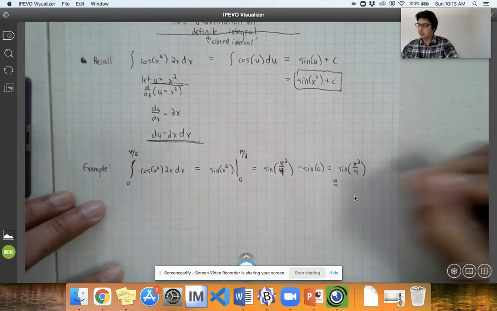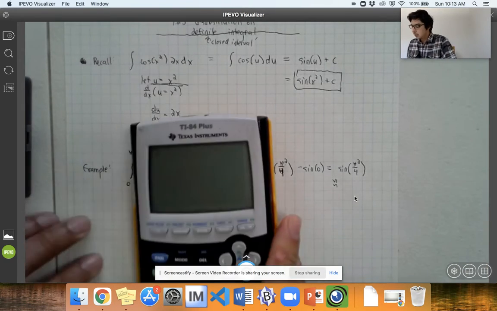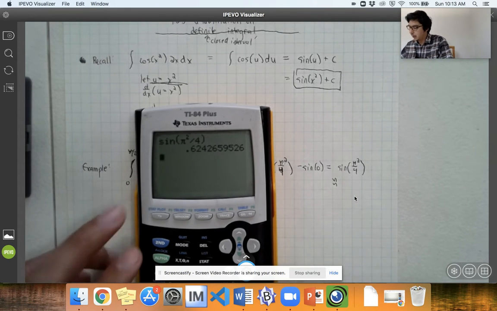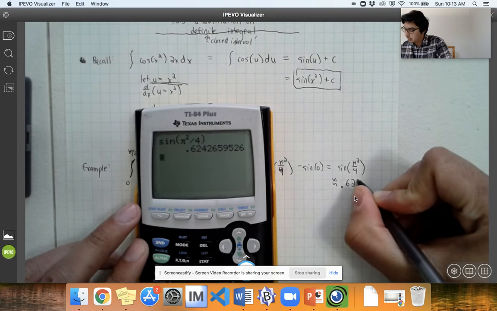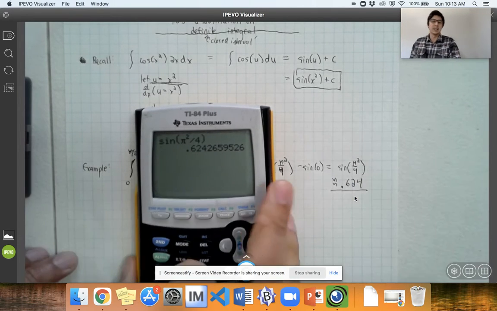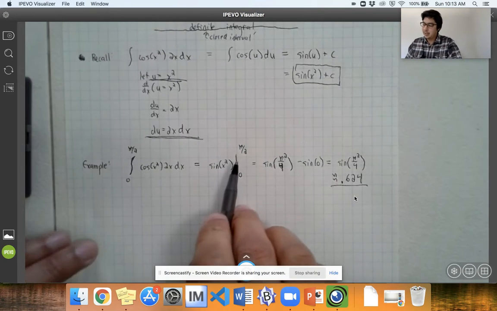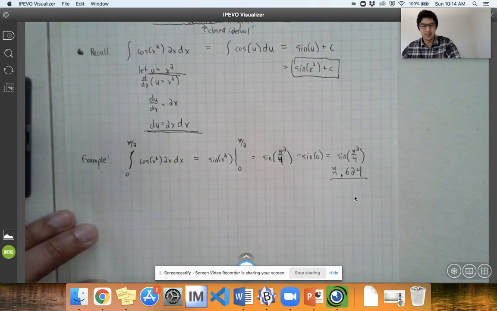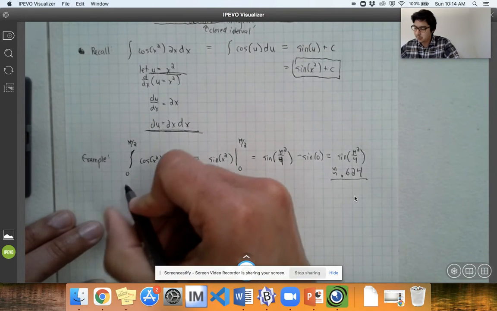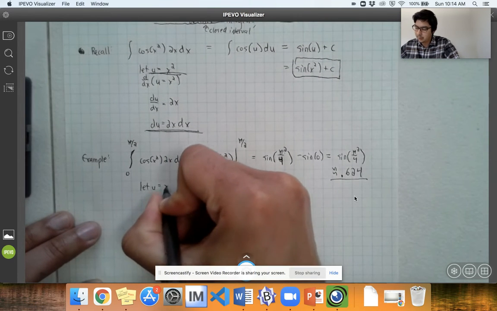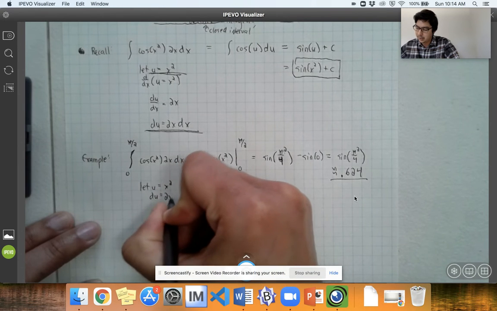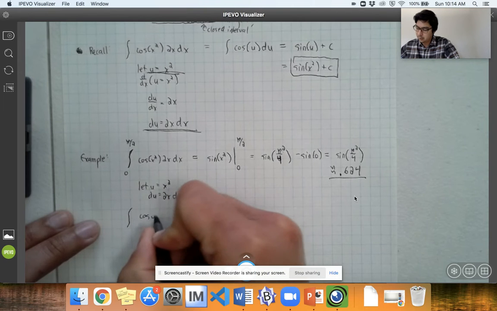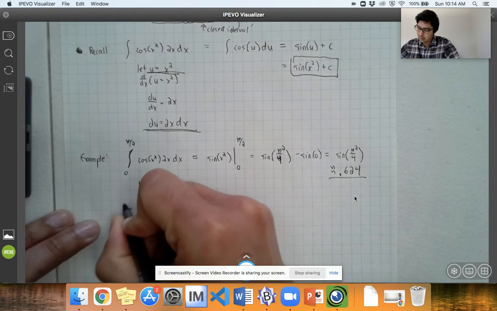We'll put it in a calculator really quick. Let's look, sine of pi squared over 4. What we get here is approximately 0.624. We'll keep this in the back of our head. Now we did that by rewriting the function in terms of x, but could we have done this earlier? My question to you is, if we use u-substitution, if we let u equal x squared and we let du be 2x dx, could we do cosine of u du from 0 to pi halves?